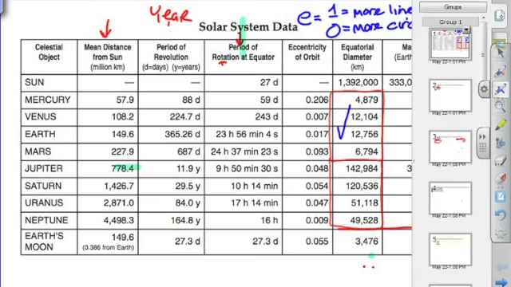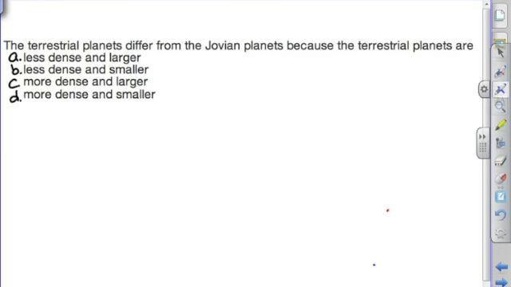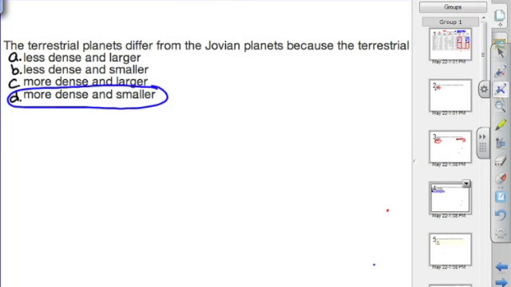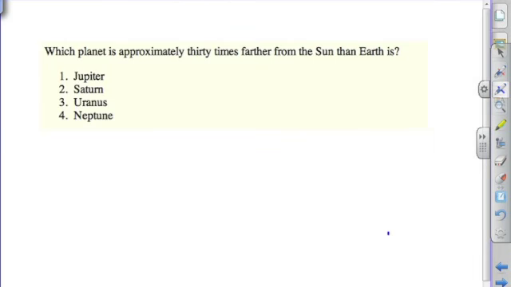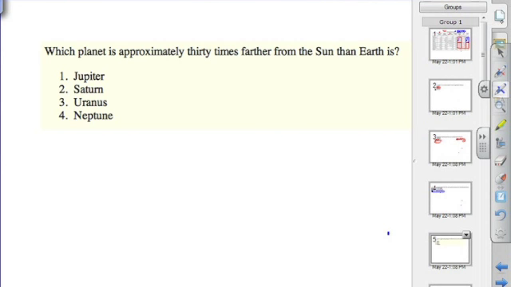Let's go look at our choices. More dense and smaller in size. Here we go, choice D. Excellent. Let's do one last question. Actually, that was the last question.